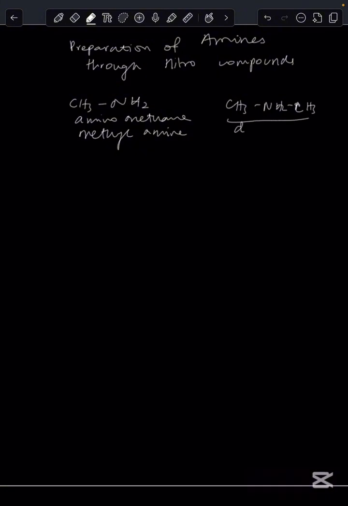Now what are amines? These are either primary amines, secondary amines or tertiary amines. Let me write one down: this is amino methane or methylamine. This is the common name and the upper one is the IUPAC name. And if we attach another methyl group, then it's going to be dimethylamine.